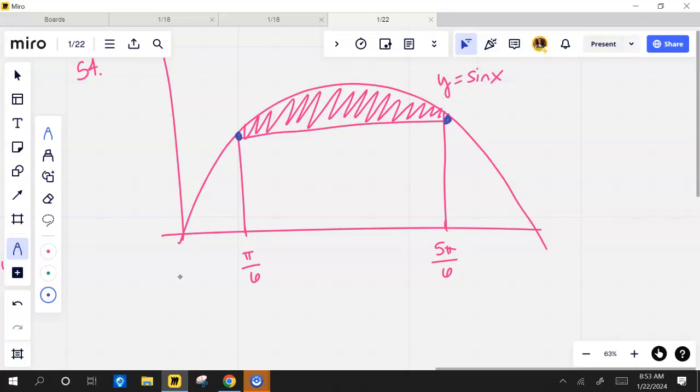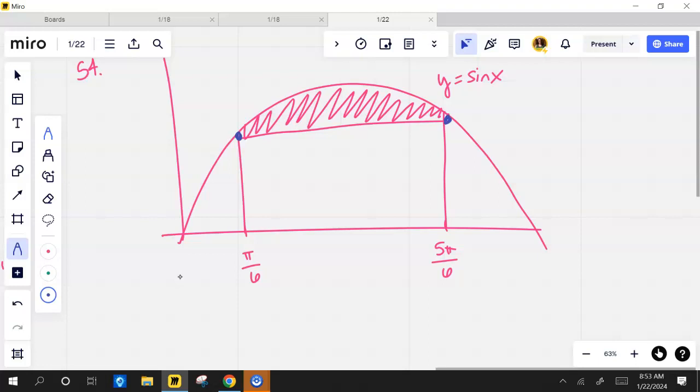Okay, now notice something about the rectangle too. The rectangle's white, it's not shaded, right? If I find area under the curve, I'm going from the curve all the way down, right? So find the area under the curve and subtract it. That's exactly right.